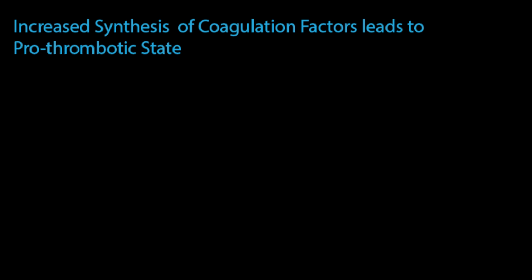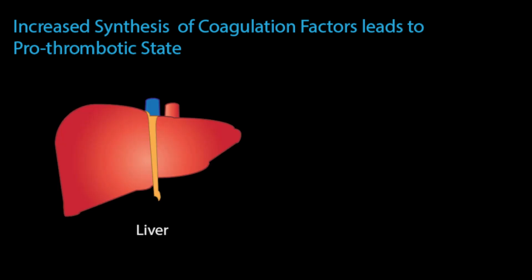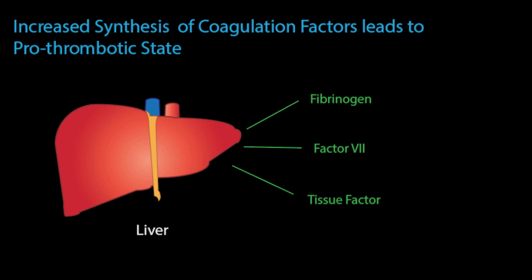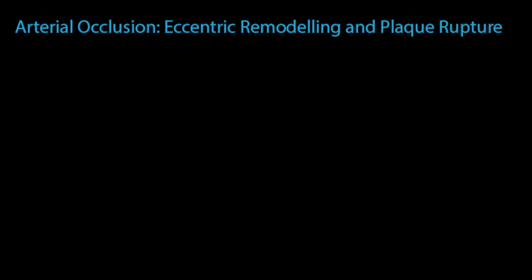The final set of factors that contribute to thrombosis in people with atherosclerosis is that the liver begins to increase synthesis of coagulation factors such as fibrinogen, factor VII, and tissue factor, which we mentioned before is locally produced. IL-6 has been found to play a role in ramping up this acute phase reaction. So, we are going to end off on a quick discussion on how an arterial occlusion occurs.